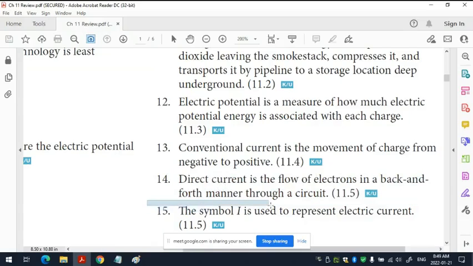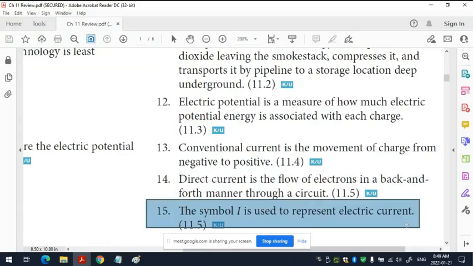The symbol I is used to represent electric current. Is that correct? How many people say this is correct? Yes. I represents current, V represents voltage, R represents resistance, and that's it. Okay.